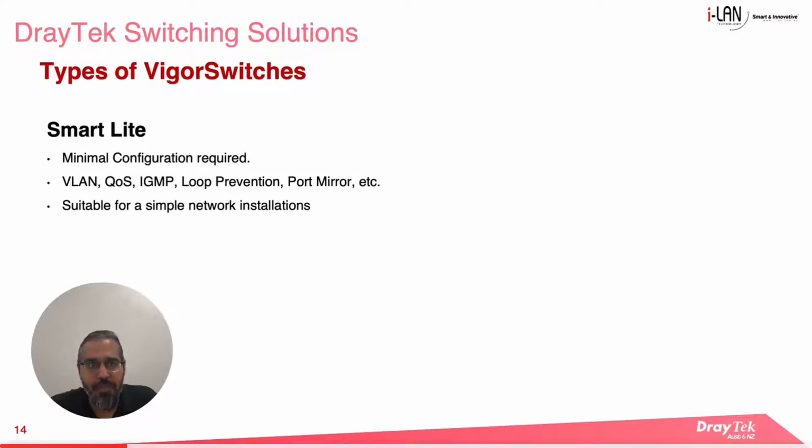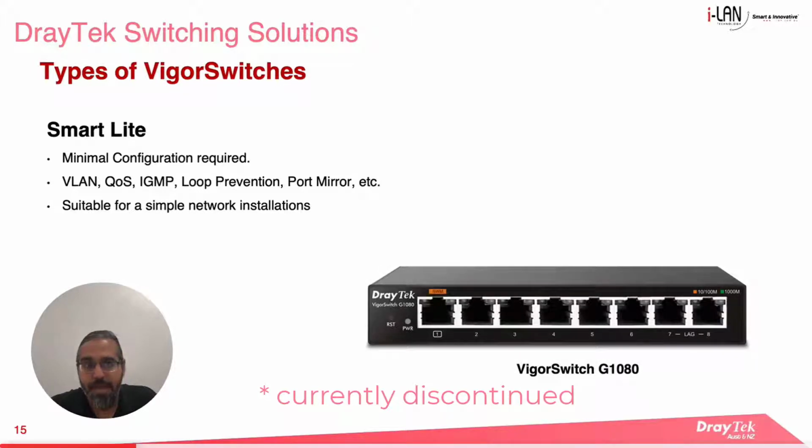The most basic Vigor switch type is the Smart Light series. These Vigor switches require minimal configuration and include features such as VLAN, QoS, IGMP, loop prevention, and port mirroring. These are suitable for simple network installations. An example of a Smart Light switch is the 8-port Vigor switch G1080 that's shown here.